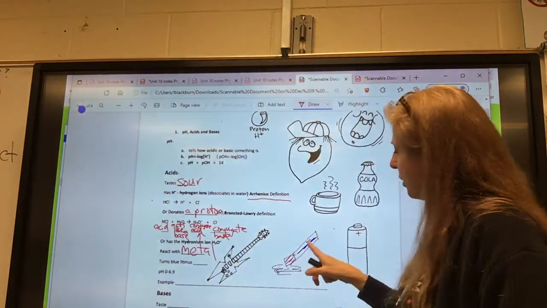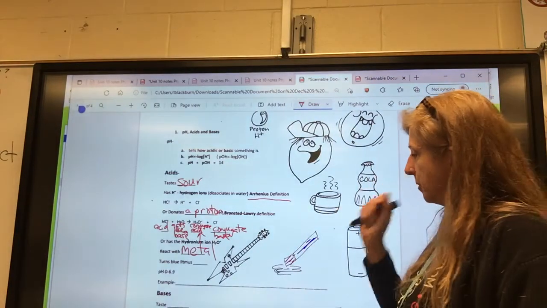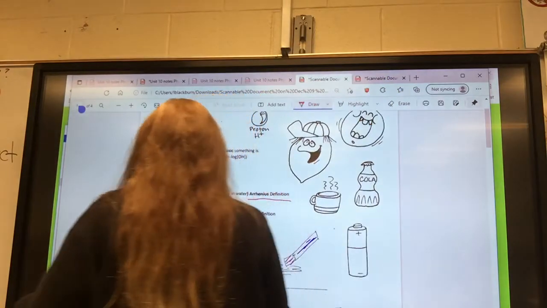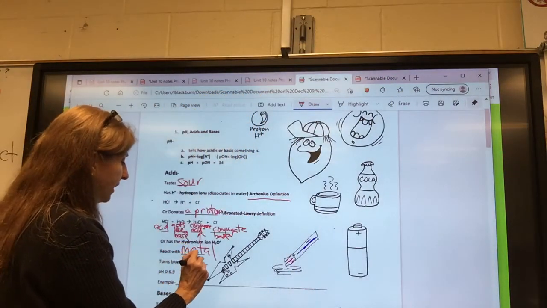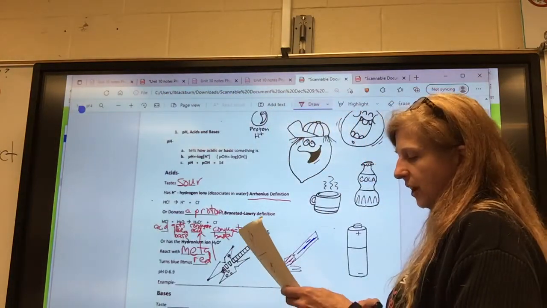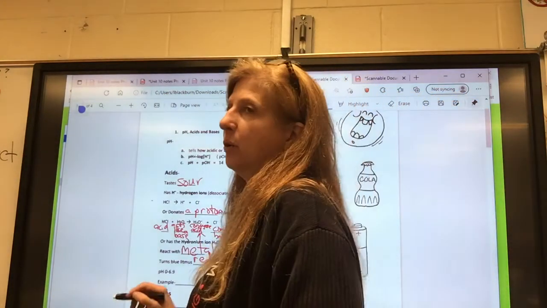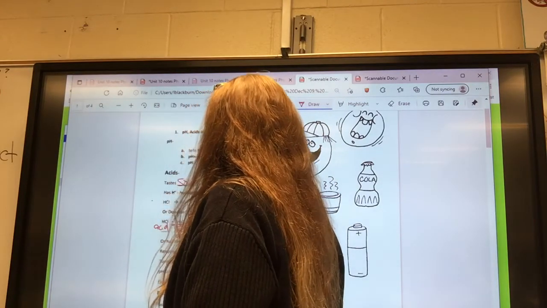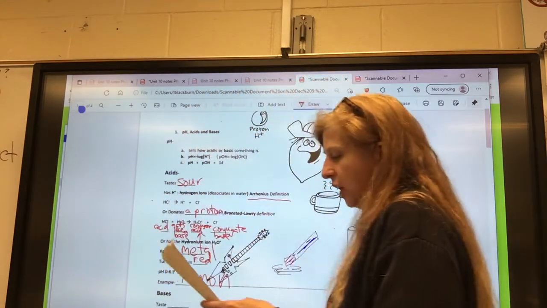All right, so if you have a piece of blue litmus paper, it will turn pink if you put it in the acid. They call it red, but it's really pink. So what is an example of an acid? We'll say lemon. And we're going to learn more in lab on Monday.